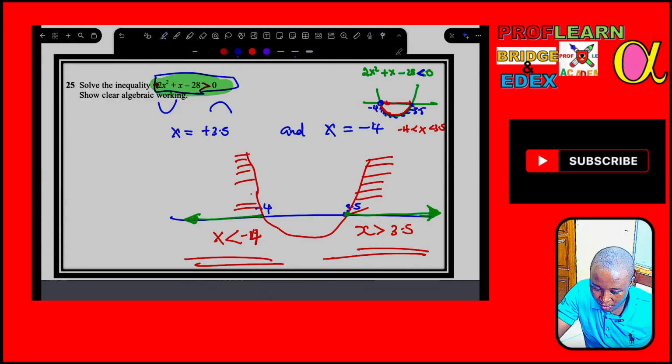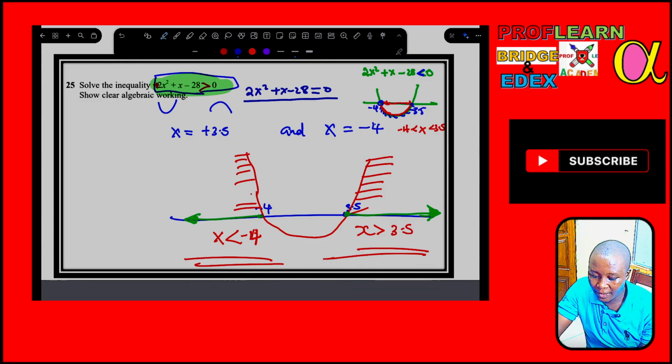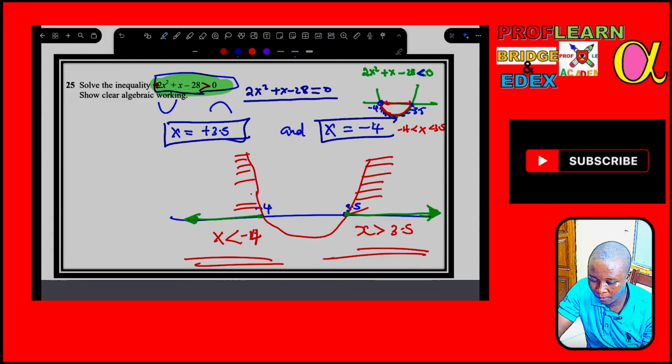So we are going to say this is 2x squared plus x minus 28 is equal to 0. Just treat that as a quadratic equation, then solve for x. Once you've solved for x, you will get your x maybe as 3.5, and you get your other x value to be minus 4. Solving it normally, maybe using factorization or using the quadratic formula.